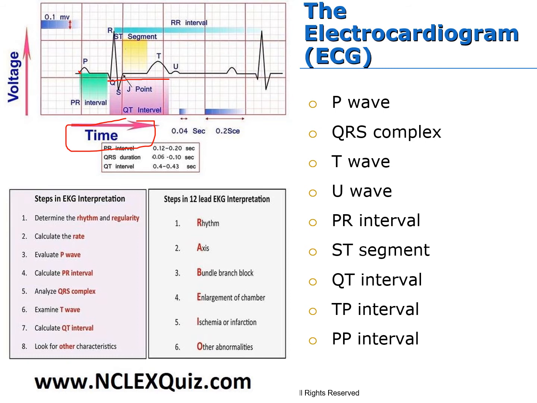To determine the atrial heart rate, you take 1500 divided by the number of small boxes between the two P waves. And then the ventricular rate is 1500 divided by the number of small boxes between the R waves, and that will give you your atrial or ventricular rate.